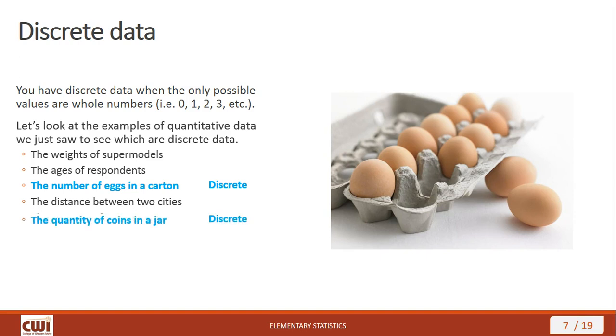The distance between two cities is, oh wow, I really skipped that, didn't I? Yeah, anyway, so the distance between two cities is just like weight or age. You're going to have a part as well as a whole, so that's not going to be something that we would call discrete data. However, the quantity of coins in a jar, yeah, we're not counting partial coins, people. We only count whole coins. So, therefore, the quantity of coins in a jar is an example of discrete data.